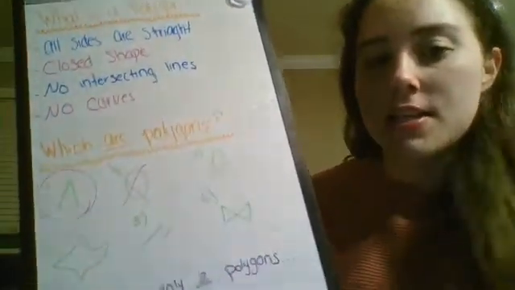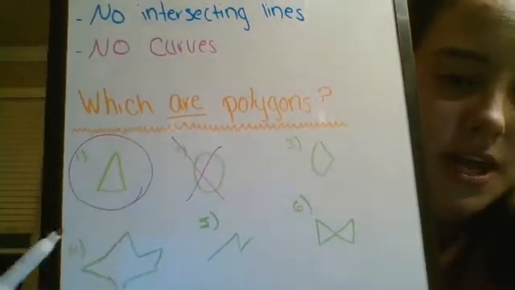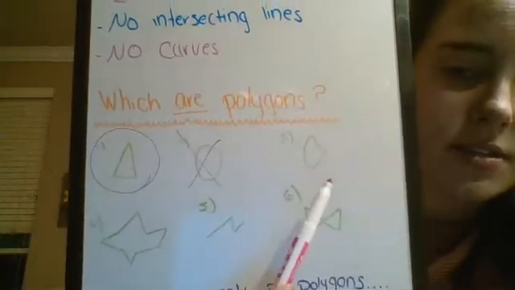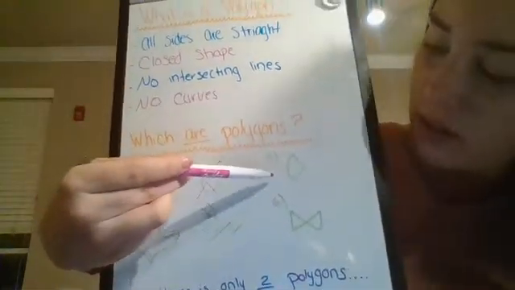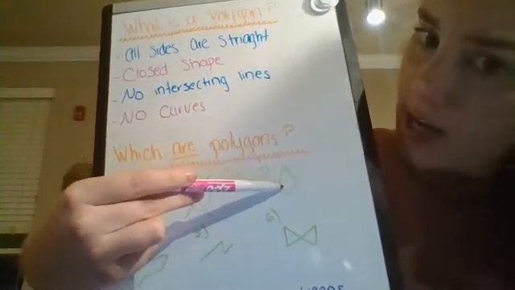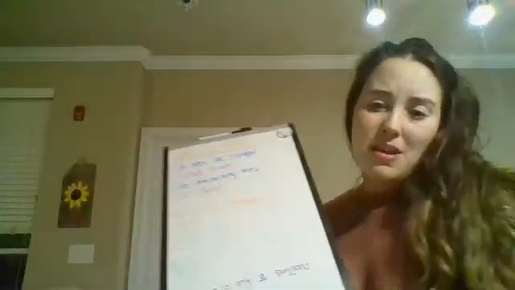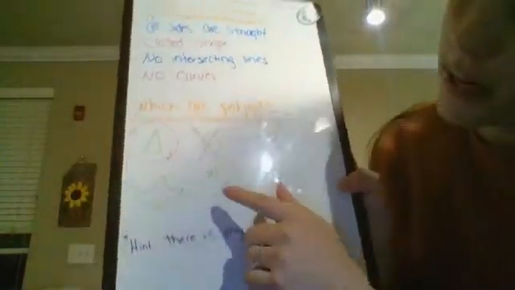All right, and let's look at number 3. So number 3, all the way on this side. Okay, so there's some straight lines. You see some straight lines right here and right here, but there's a curved line right there. So it's not going to be a polygon because that line is curved. So I'm going to X out that one. Perfect.